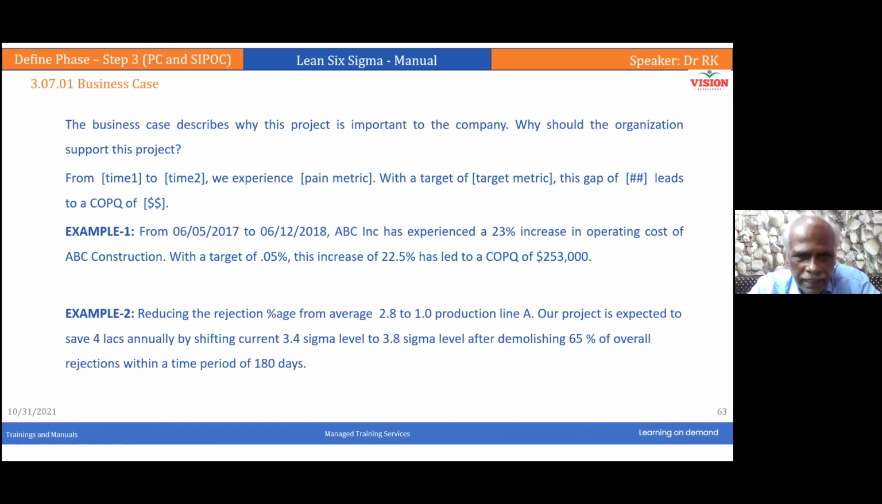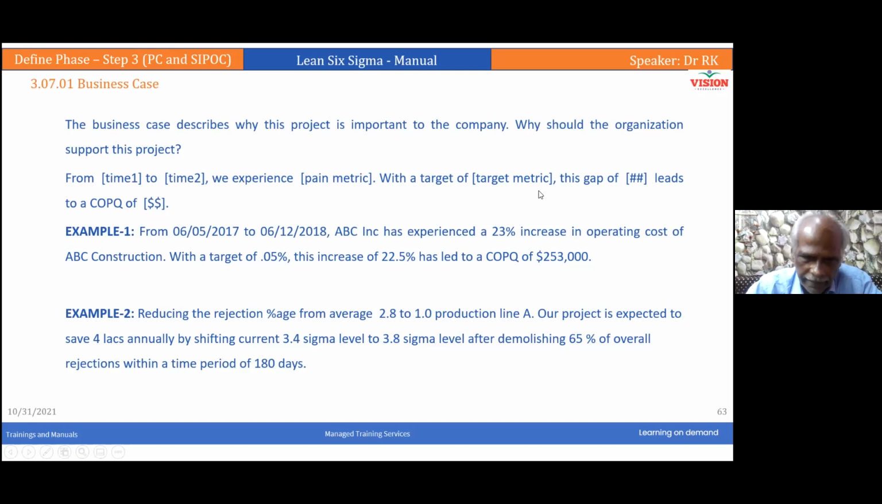Reducing the rejection percentage from average 2.8 to 1.0 in production line A. Our project is expected to save 4 lakhs annually by shifting current 3.5 performance. Performance, how are we measuring? Sigma level. 3.4 to 3.8 sigma level, right? Reduce the variation or whatever it be, everything can be converted to sigma level. After eliminating 65% of overall rejections within a time period of 180 days. Everything is answered here. All the details are given here.